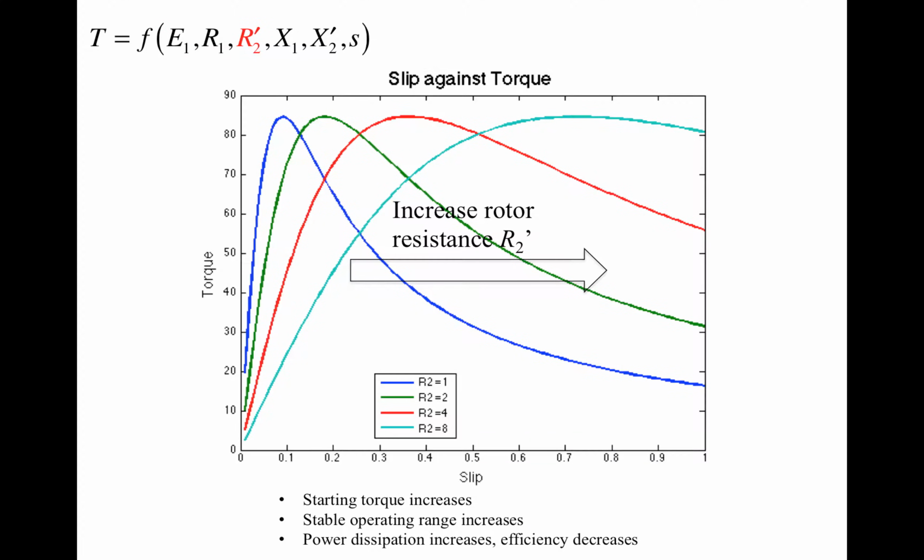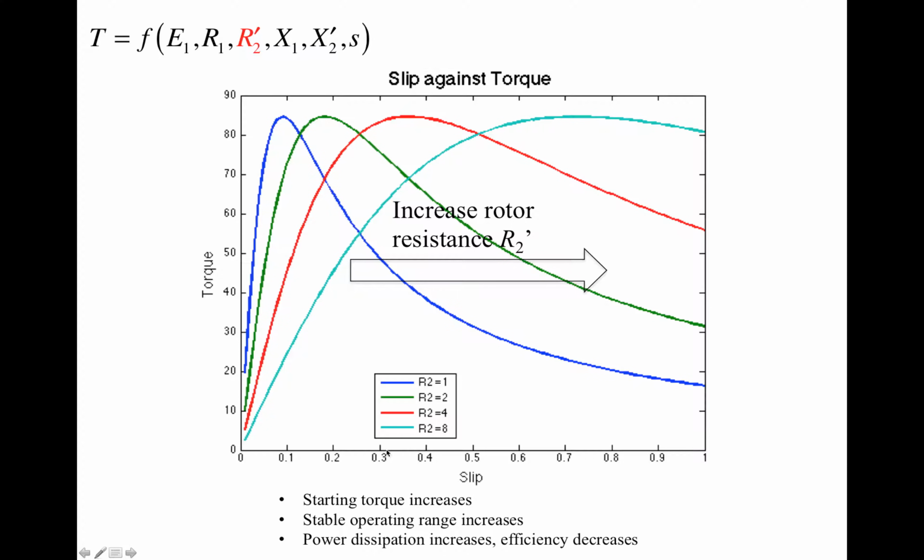The torque slip curve also changes with the apparent rotor resistance R2 prime. If we increase R2 prime, the location of the peak shifts to the right. So Sn, the slip corresponding to maximum torque, is going to shift to the right. But the value of the maximum torque is not going to change. The maximum torque is still the same, but the slip that's needed in order to reach the maximum torque is going to move to the right. There are several consequences of this increase in rotor resistance.